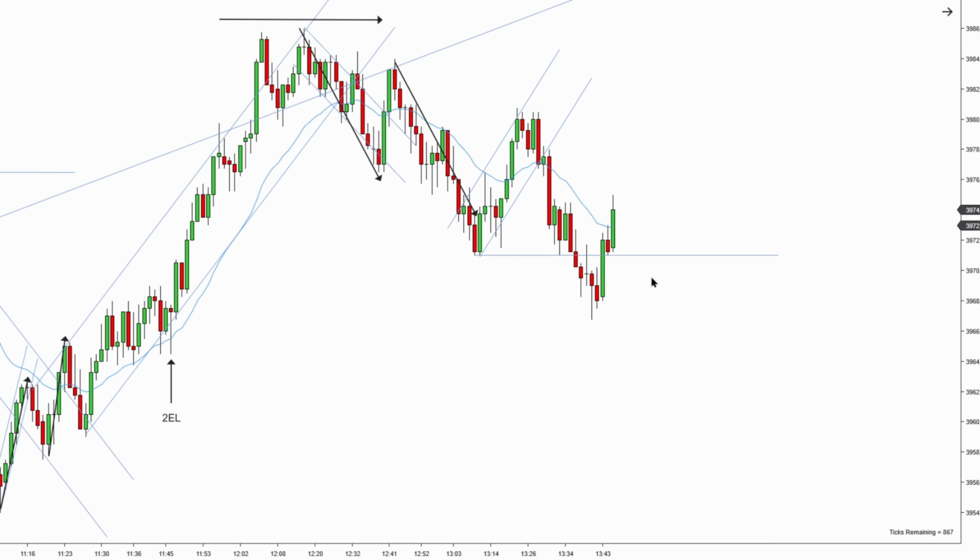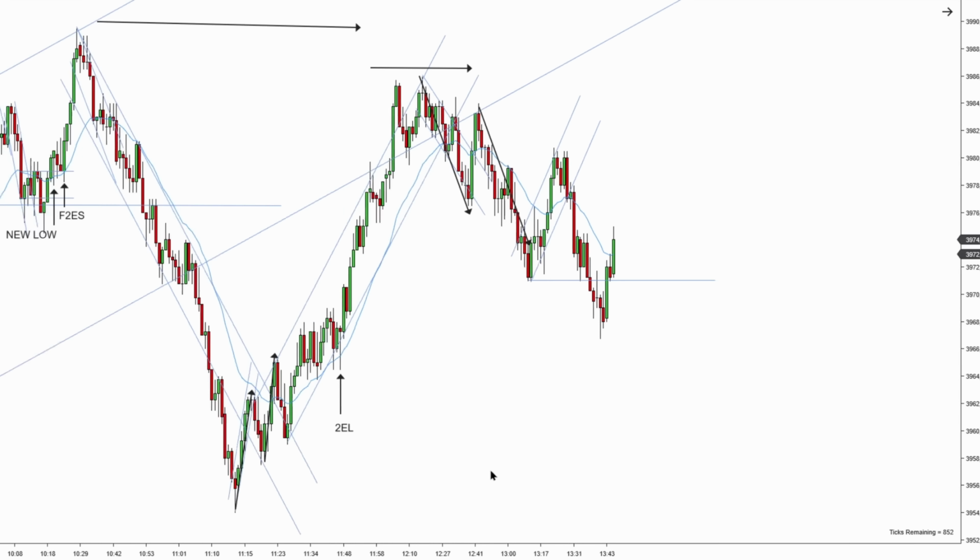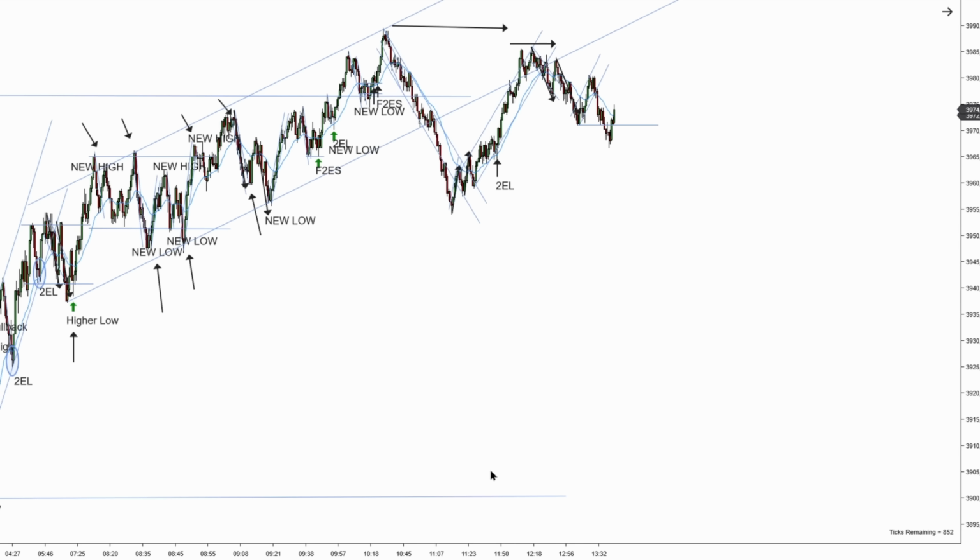Micro double bottom, new low. Has anything changed based on the structure? Not really. We can still see that each new major low is higher. Structure is clearly bullish. We cannot even make it to the midline.